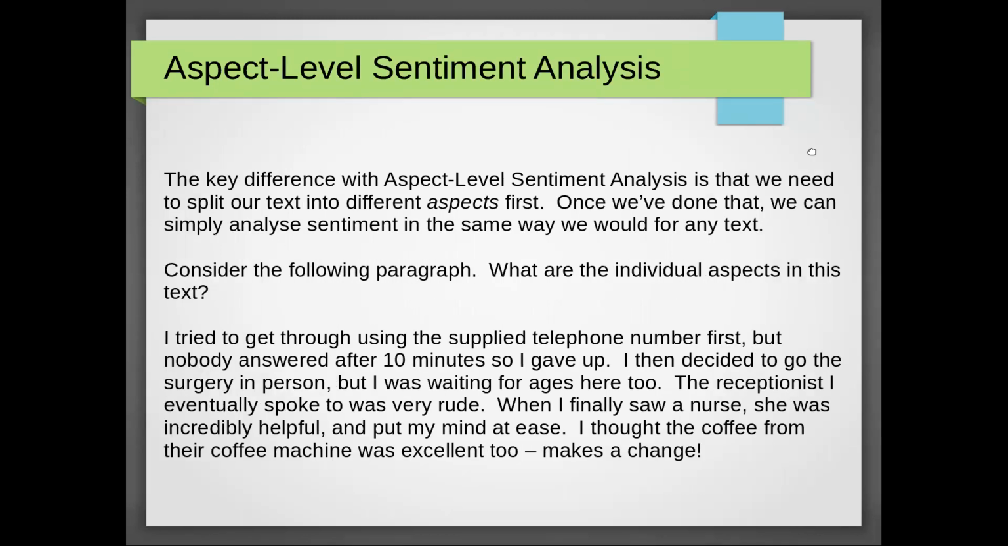So the key difference with aspect level sentiment analysis is that we need to split our text into different aspects first. And then once we've done that, we can just analyze sentiment in the same way that we would for any text. So if we imagine this block of text here, somebody's written this review: I tried to get through using the supplied telephone number first, but nobody answered after 10 minutes, so I gave up.